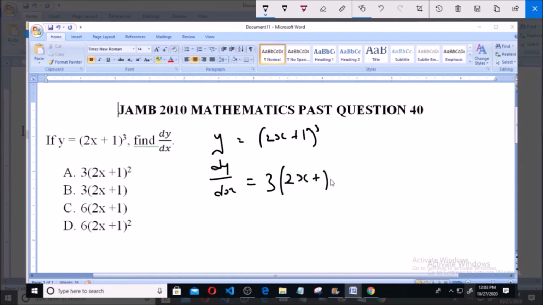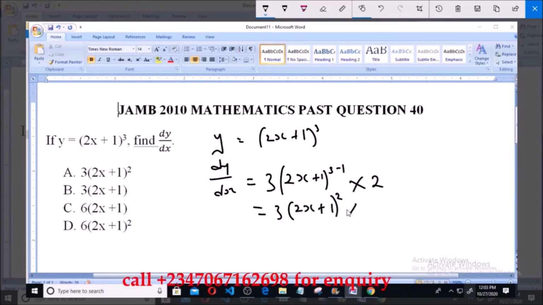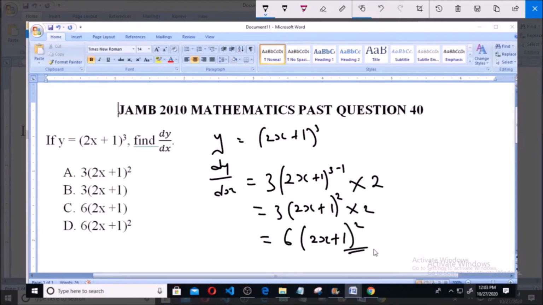times (2x plus 1) raised to the power of 3 minus 1, multiplied by 2. Now this is equal to 3 into bracket of (2x plus 1) raised to the power of 2 multiplied by 2. And this is equal to, we multiply 3 by 2 to give us 6 into (2x plus 1) raised to the power of 2. And that is option D. So this is the answer to this question, option D.